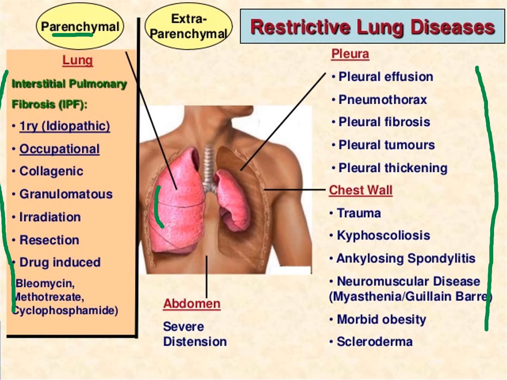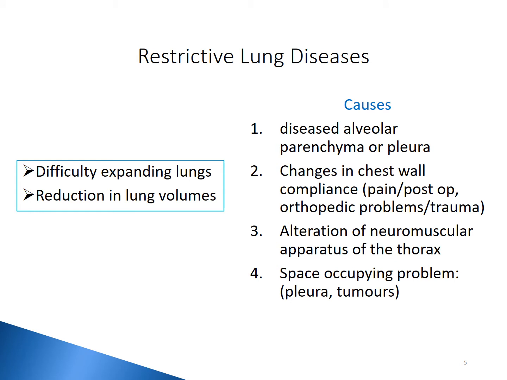You see here disorders of the pleura, disorders of the chest wall, including many orthopedic disorders such as trauma, kyphoscoliosis, AS, etc. And you'll see disorders of the abdomen, which can include severe distension, hiatus hernia, and morbid obesity can fall into there as well. The two main features of restrictive lung disease are difficulty expanding the lungs and reduction in lung volumes. The potential causes are listed here on the right.